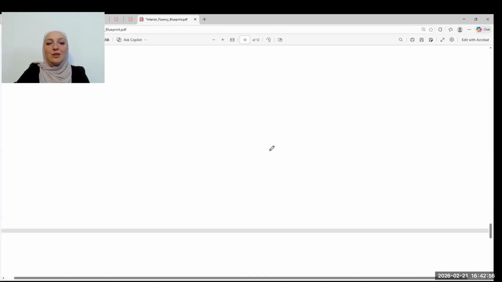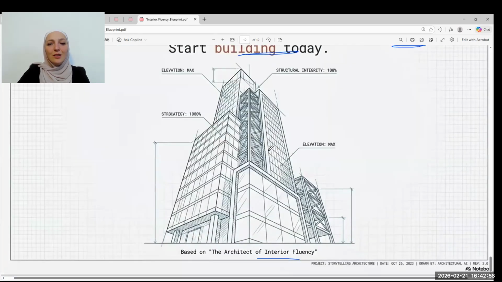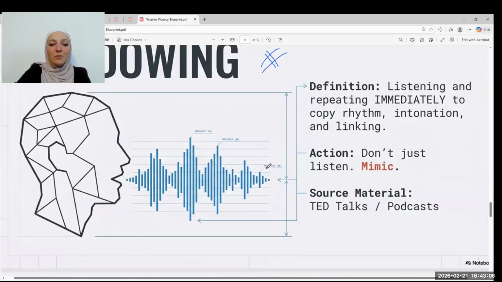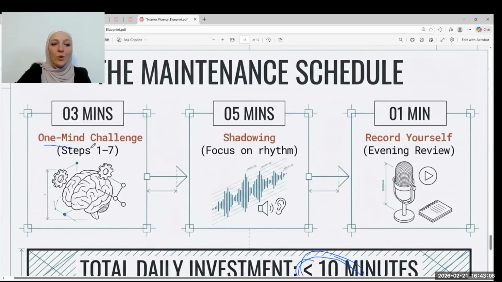But instead, you should be doing this. It has to be like this. Your brain has to be like this with any language you want to learn. So you have those simple steps: the one mind challenge, the shadowing, and the recording. Shadowing, make it only 5 minutes. Listen to someone speaking about some specific topic for about 5 minutes.